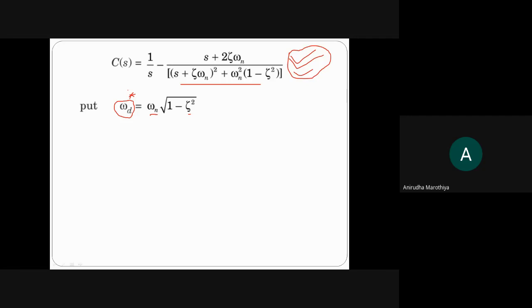And here we have introduced one more term which is called omega d, and omega d is nothing but damped frequency of oscillation, and the expression to calculate omega d is nothing but omega n under root 1 minus zeta square. Are you getting my point?